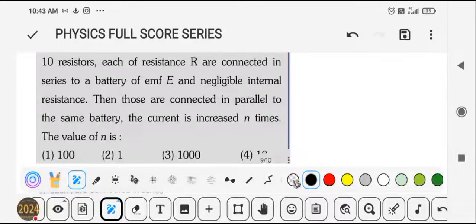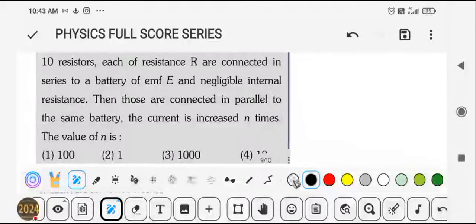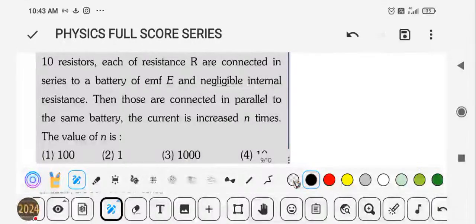Yes, it is a topic based on series and parallel. See, first, initially what they are telling: 10 equal resistors connected in series. After that, they connect those same ones in parallel. Then the current is increased n times. The main important point is that resistance in series is added as a summation, but in parallel, it is added as 1 by R1 plus 1 by R2 plus 1 by R3. So automatically the parallel resistance is lesser than the series resistance.